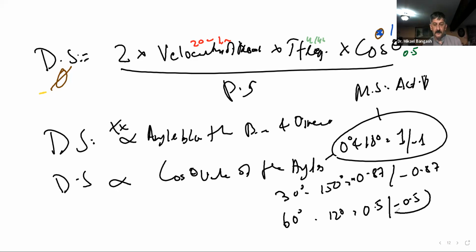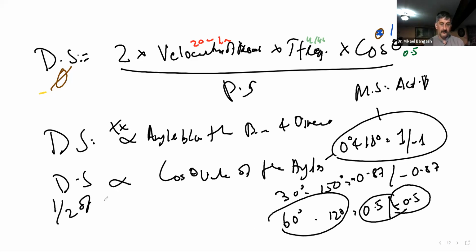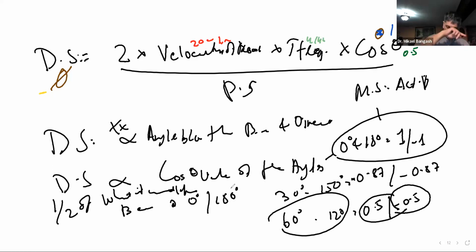So here, yes, you can see the Doppler shift at these angles is going to be half of what it would have been at 0 degrees or 180 degrees. Did you girls get that?